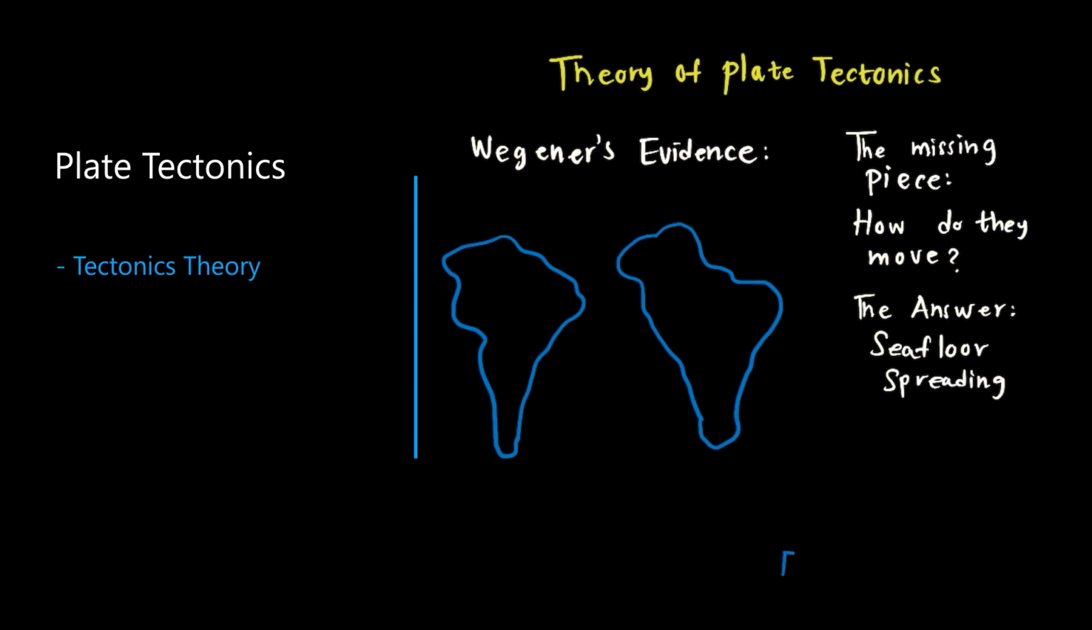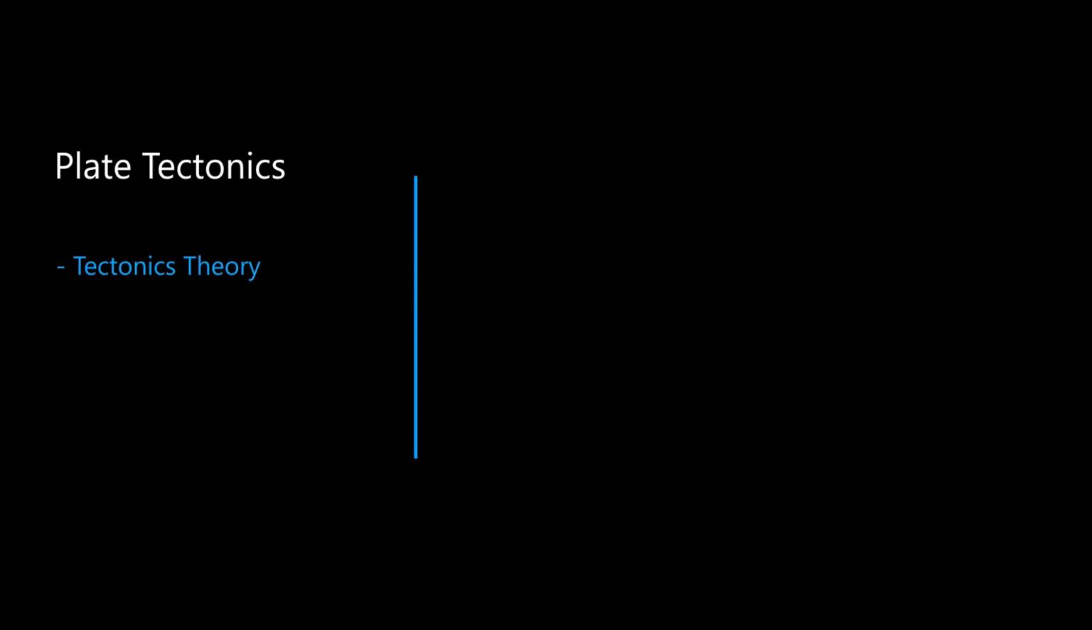The key evidence came decades later from mapping the ocean floor. Scientists discovered the mid-ocean ridges, underwater mountain ranges where new oceanic crust is being formed and spreading outwards. This process, called seafloor spreading, provided the mechanism for continental movement. The continents are essentially passengers on these moving plates. The interactions at the boundaries between these plates are responsible for most of Earth's major geological activity.